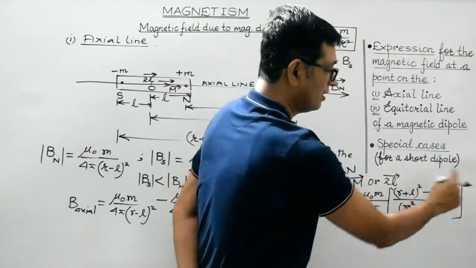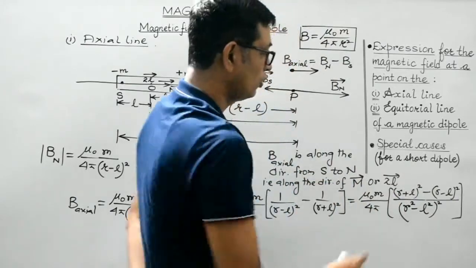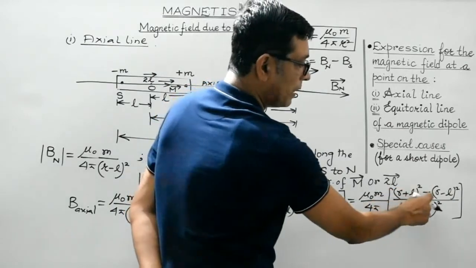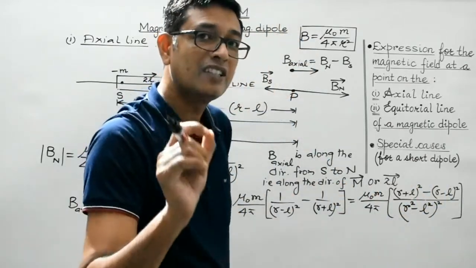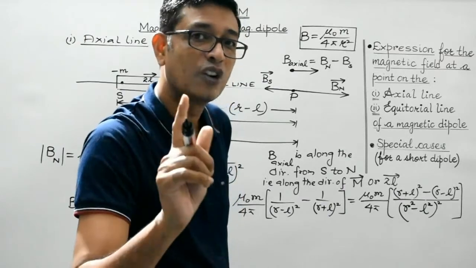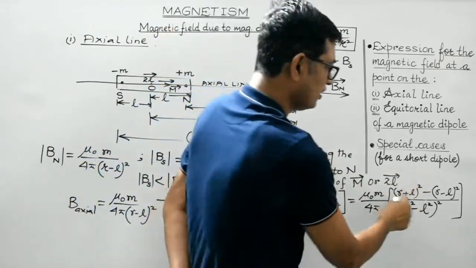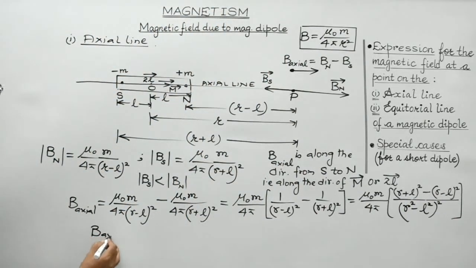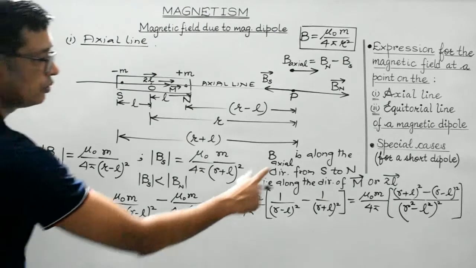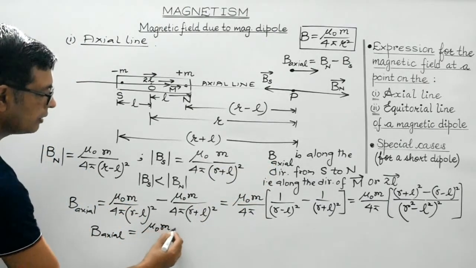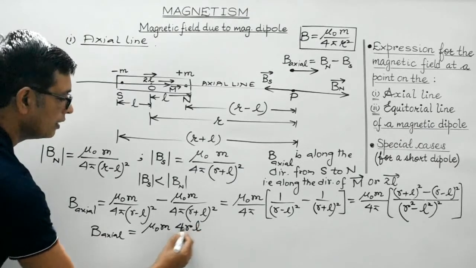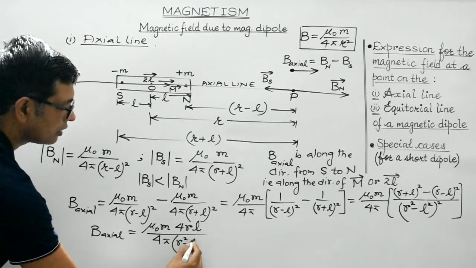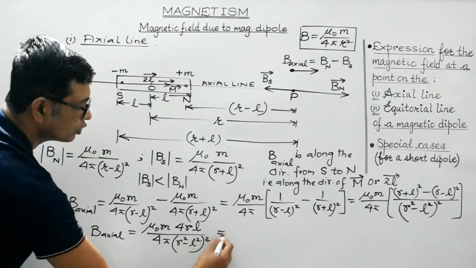So it's inside the bracket, and outside it's a negative sign. So R square minus R square gets cancelled, L square minus L square gets cancelled, and 2RL plus 2RL gives 4RL. So in the numerator we will be left with 4RL. Students, I am very sure you can easily solve this numerator part, isn't it? So we will obtain B axial is equal to mu naught M times 4RL divided by 4 pi, R square minus L square whole square.